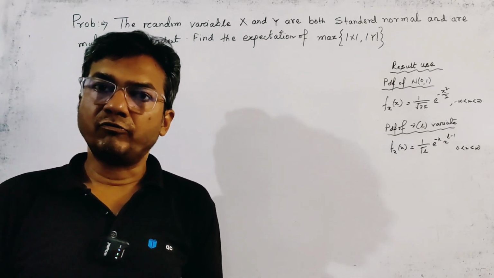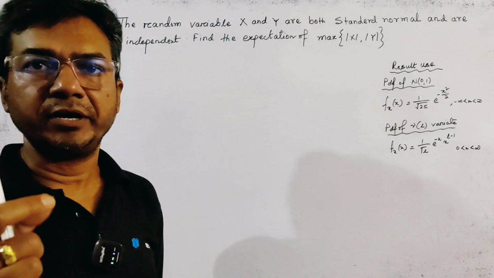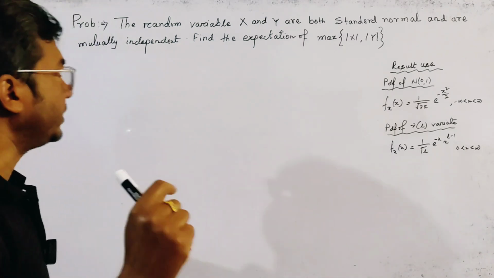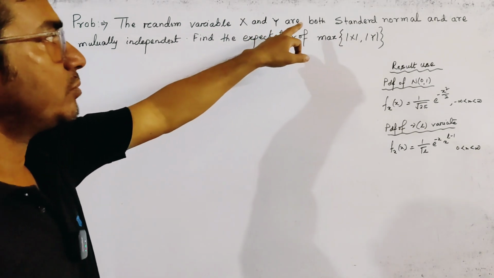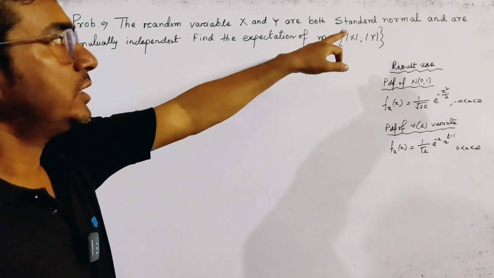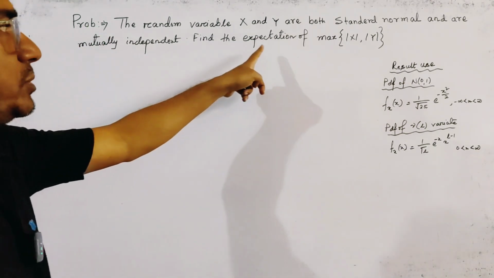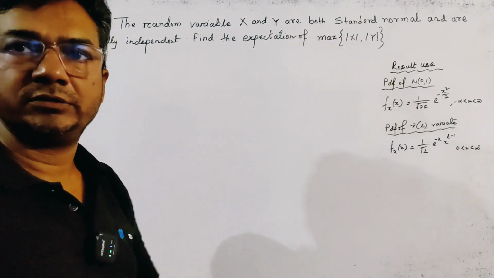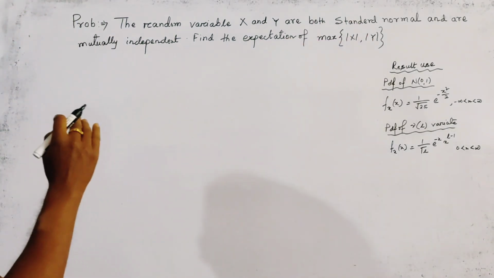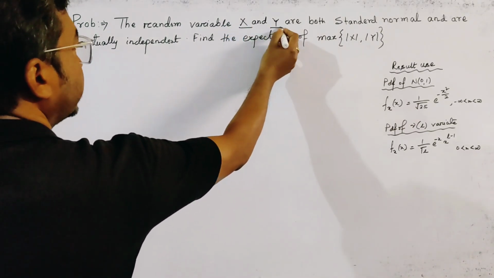Today's problem is from mathematical expectation of a two-dimensional random variable. The random variables X and Y are both standard normal and are mutually independent. Find the expectation of the maximum of |X|, |Y|. Okay, so we first write the joint PDF of X and Y.